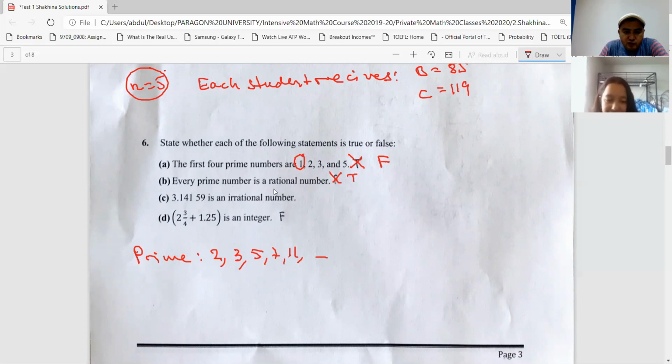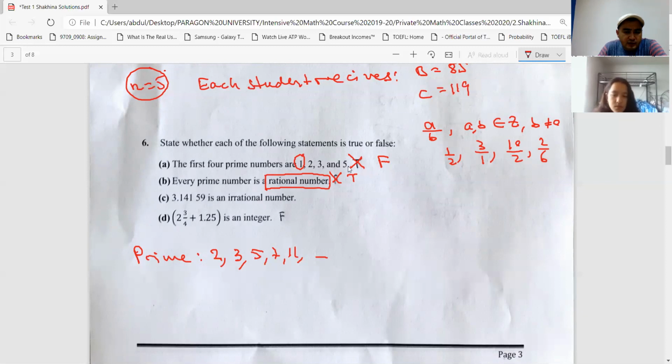To answer this question, we should know what we mean by rational number. Okay. A rational number is any number that we can write as a over b, where a and b are integers, and of course, b is not equal to 0. If you can write any number in this form, that's a rational number. 1 over 2, rational number. 3 over 1, rational number. 10 over 2, rational number. 2 over 6, rational number.